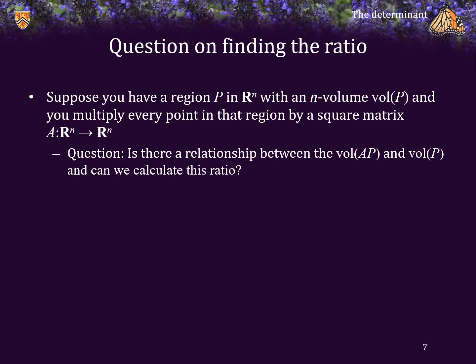Now, suppose you have a region P in R^n, and that region P has an n-volume denoted as the volume of P. Suppose now we multiply every point in that region by a square matrix A that maps R^n to R^n. So the question is, is there a relationship between the volume of A applied to each point of P and the original volume of that region P? And if so, can we calculate this ratio?